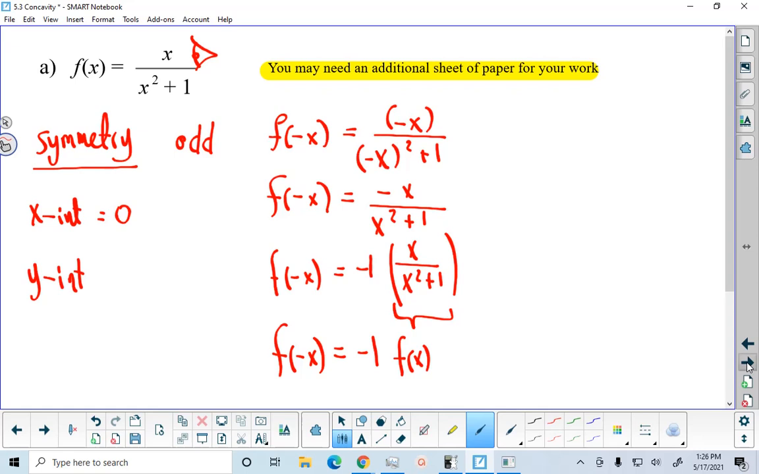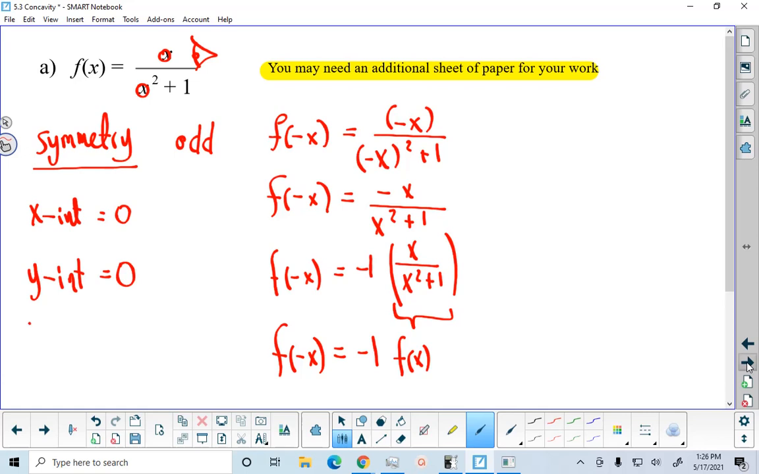Y-intercept is found by replacing every x in the function with 0. So we would get 0 over 1, which is 0, which makes sense because if the graph crosses the x-axis at 0, it has to go through the origin. And that means it has to have a y-intercept of 0.